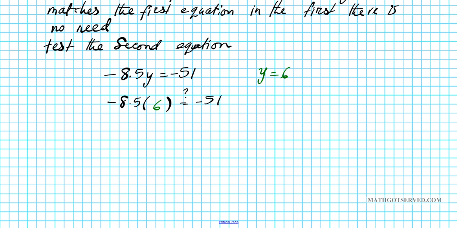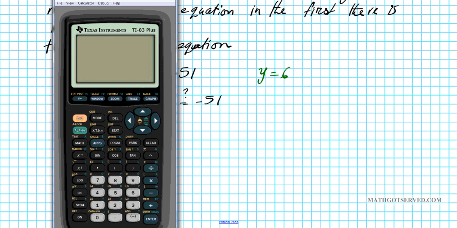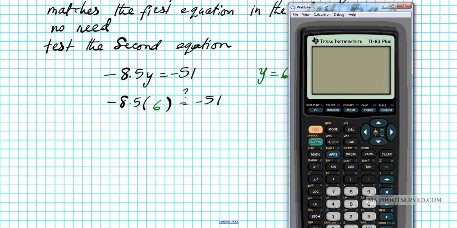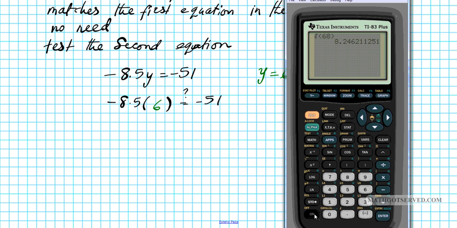Let's use our calculators to compute this statement and see if it's true or false. We have negative 8.5 times 6. Answer, negative 51. Oh, excellent. It works perfectly. Negative 51 is equal to negative 51, which is a check.